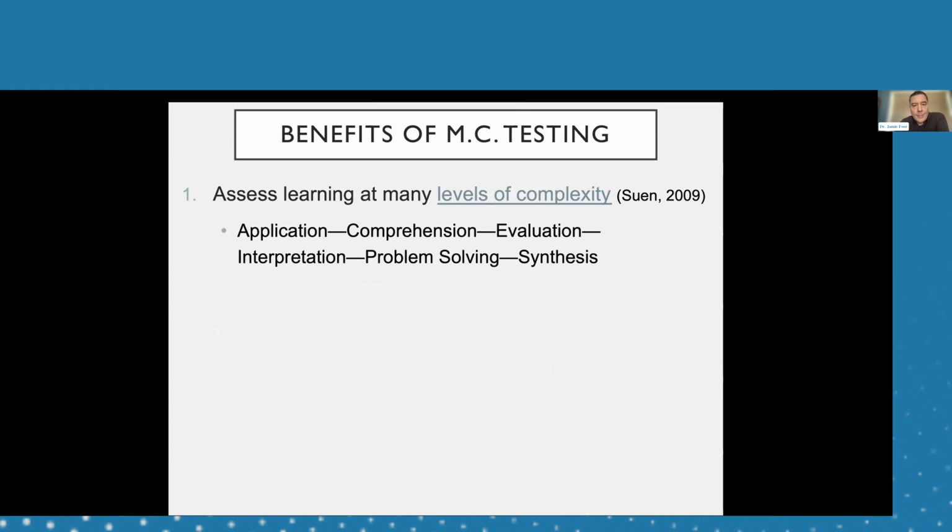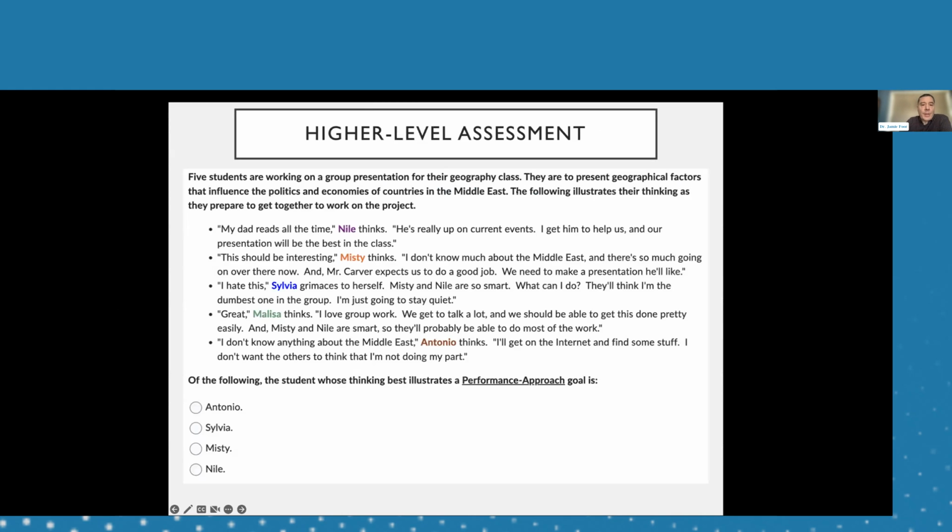Again, item analysis is utilized in multiple choice testing. And so now I'm just going to deviate slightly here, and there are many benefits to using multiple choice testing in the classroom. One of those benefits is that we can assess learning at many levels of complexity. So we can assess levels of learning at application, comprehension, evaluation, and so on, synthesis. Multiple choice questions can be created for complex learning.